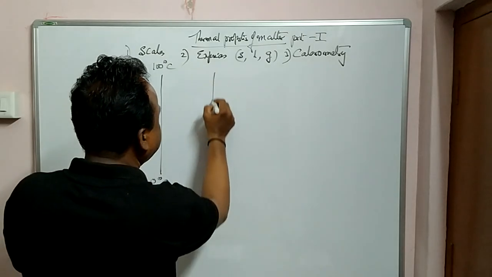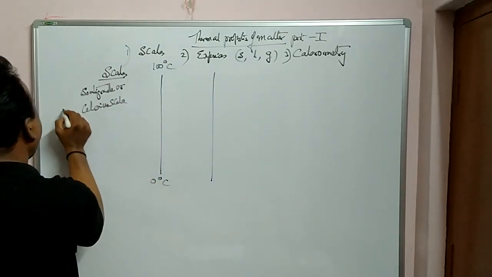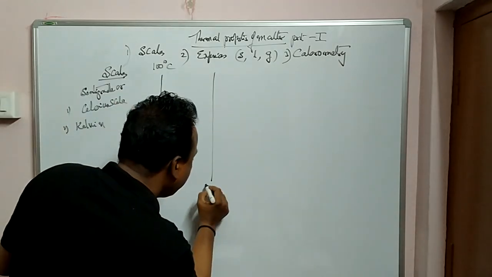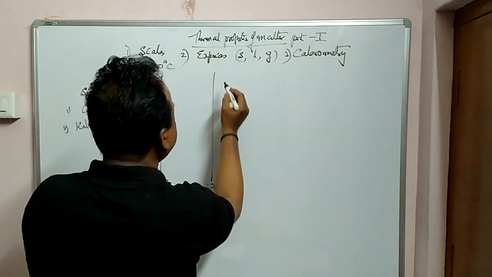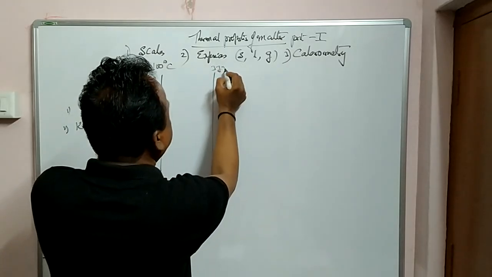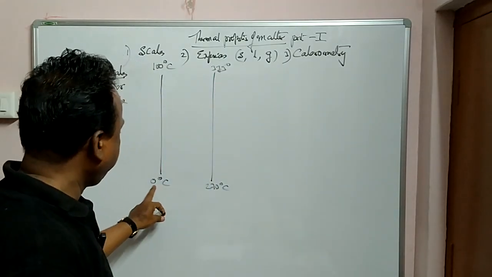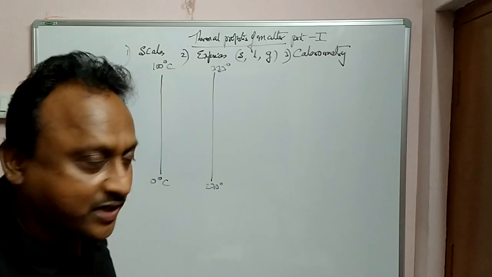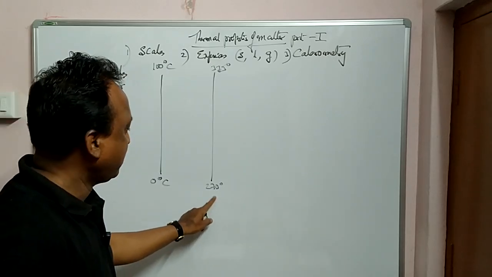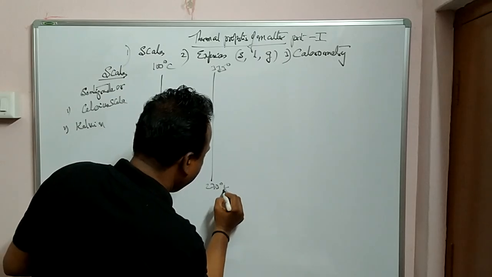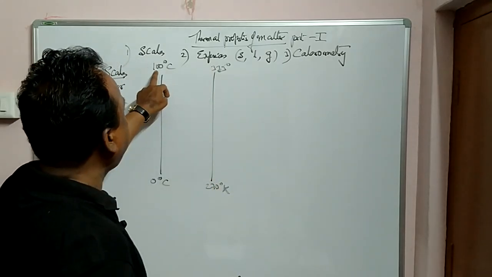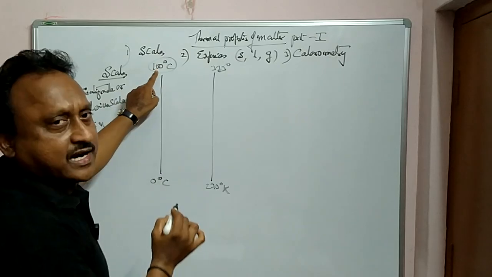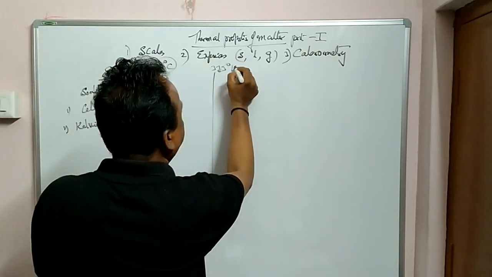The next scale is the Kelvin scale, named after the scientist Lord Kelvin. Its freezing point is 273 degrees and its boiling point is 373 degrees. That means if you add 273 to centigrade, you will get Kelvin. Please make a note. If you add 273 to 0, you get the lower point, 273. And if you add 273 to 100 degree centigrade, you get 373, the higher point.